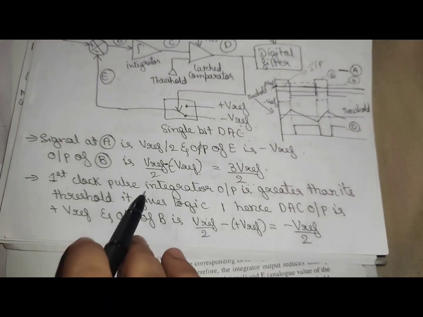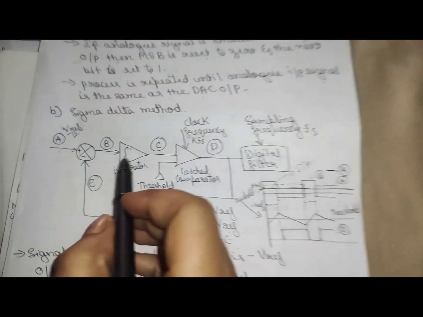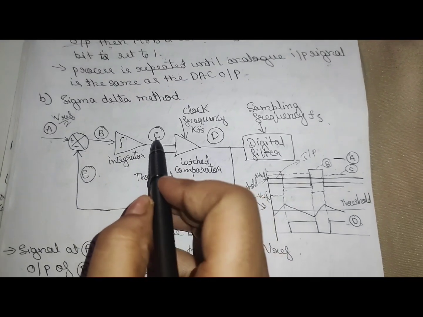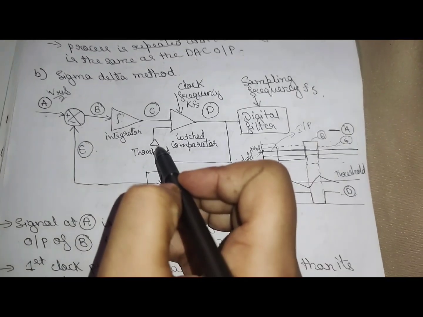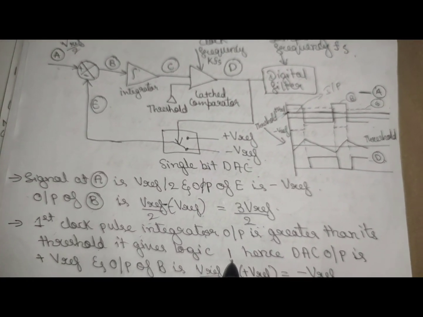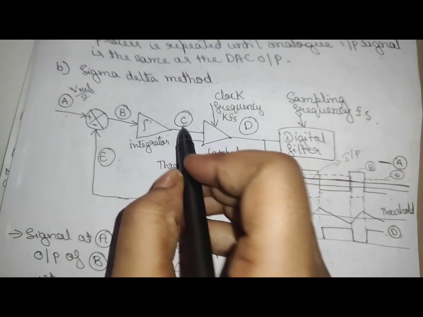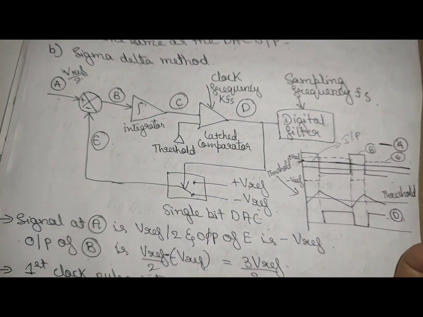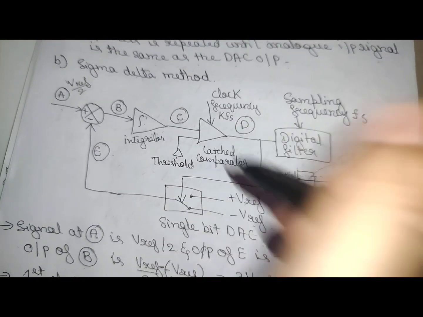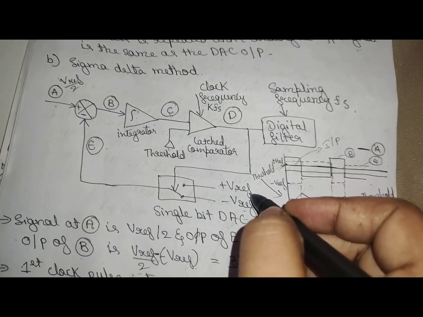At the clock pulse, the integrator output is greater than its threshold. So when the output of the integrator is greater than the threshold, it gives logic 1, hence the DAC output is plus V reference. In that condition the DAC output is plus V reference.